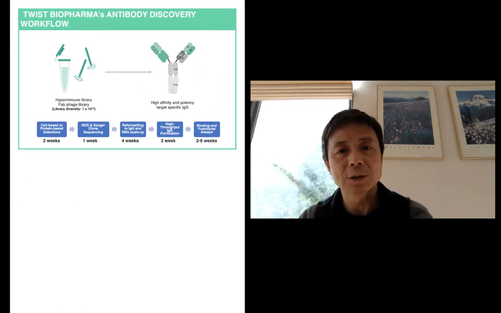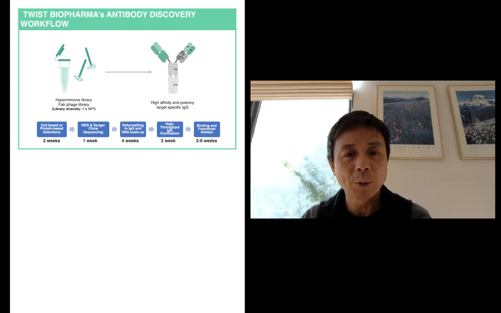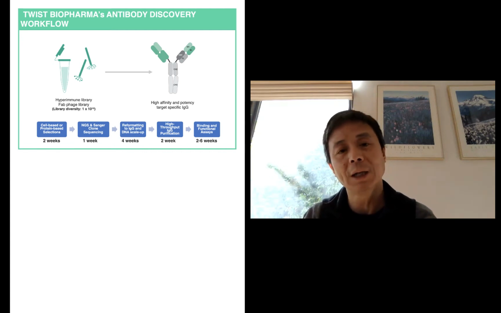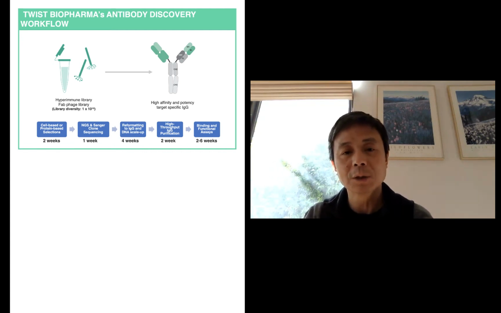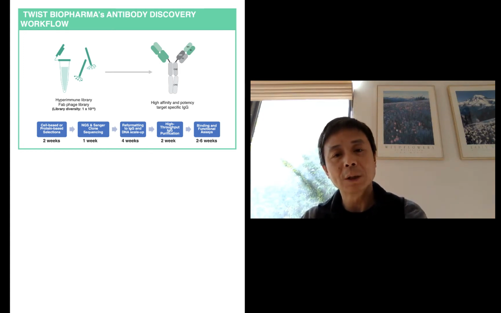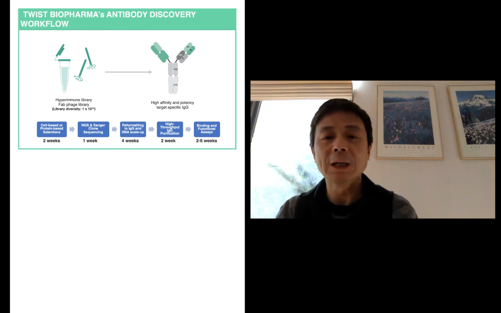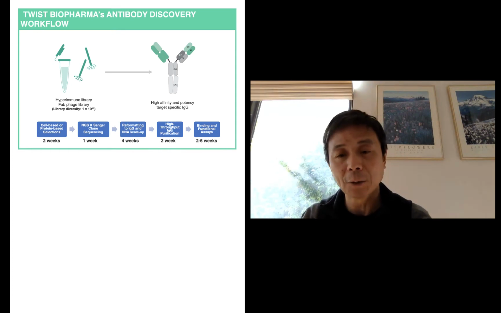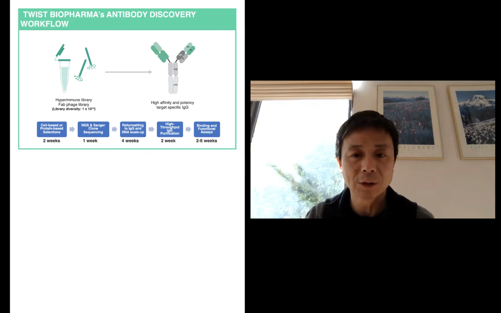This shows the Twist antibody discovery workflow. Once we had made this library, it took us 2 weeks to do panning, either cell-based or protein-based selection. Then we take about 1 week to do next generation sequencing of the selected final pools. From the final pool, we reformat all of the unique sequences, which takes about 4 weeks. Then we do high throughput IgG expression and purification, and use the purified antibody to do final binding and functional screening and assays. The whole process takes about 4 months.